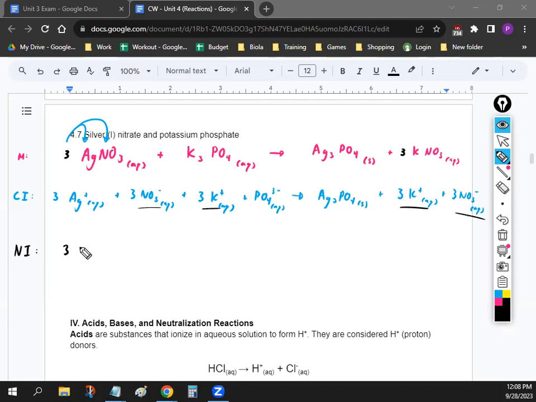Anyway, so your net ionic will be 3 Ag ions and 3 potassium ions. Oh, sorry. I'm having a stroke. You have your phosphate. Sometimes my brain just bugs out. There we go.